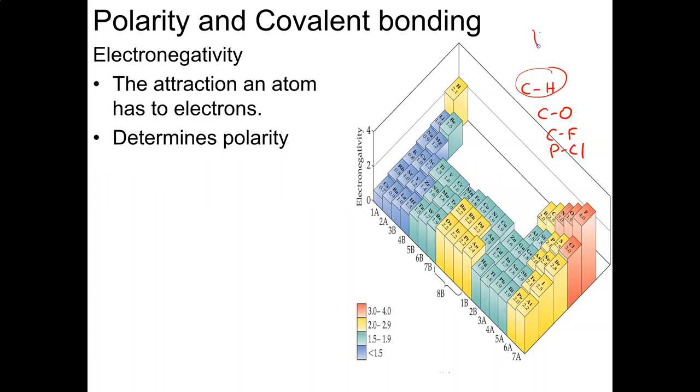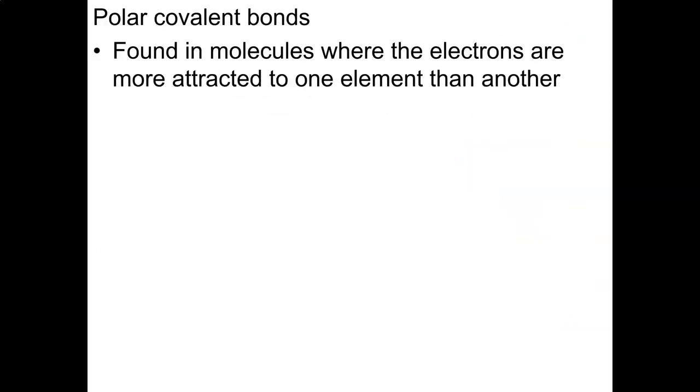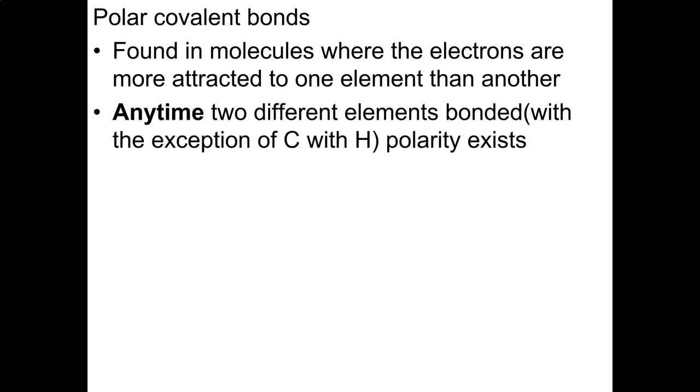What if it's a CN element bonded to itself? Obviously polar. What else are you going to do with that kind of situation, right? All right, let's see how this applies. So polar covalent bonds are found in molecules where the electrons are more attracted to one element than the other. So I give you the shortcut: 2 different elements, it's unequal sharing. That's a polar covalent bond.